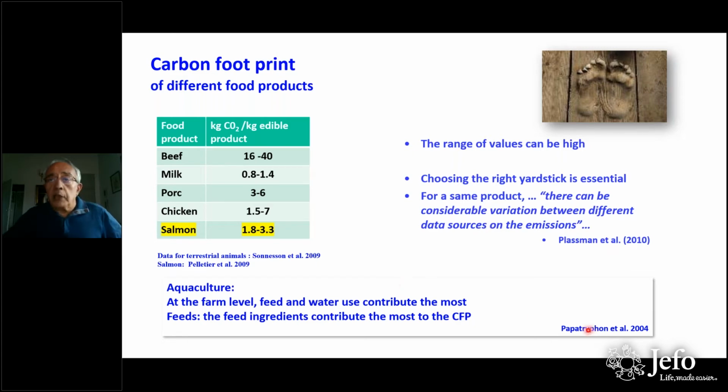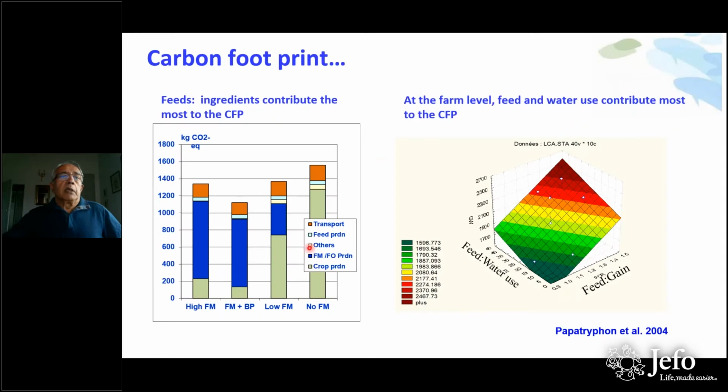In aquaculture, I myself did this with one of my PhD students long back. At the farm level, feed and water use contribute the most to the carbon footprint. And within the feeds, it is the feed ingredients which contribute the most to the carbon footprint, more than the factory and other things. So here's an example: high fish meal with other products, low fish meal, no fish meal, and so on. See, for instance, contrary to what you think, sometimes when you have no fish meal at all, the carbon footprint can be much higher.